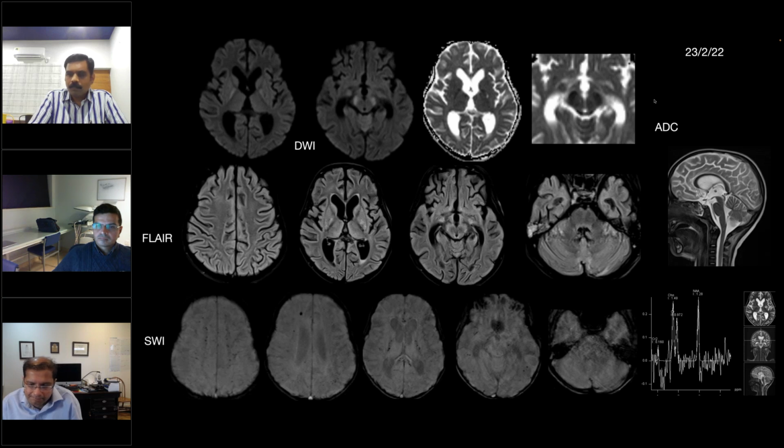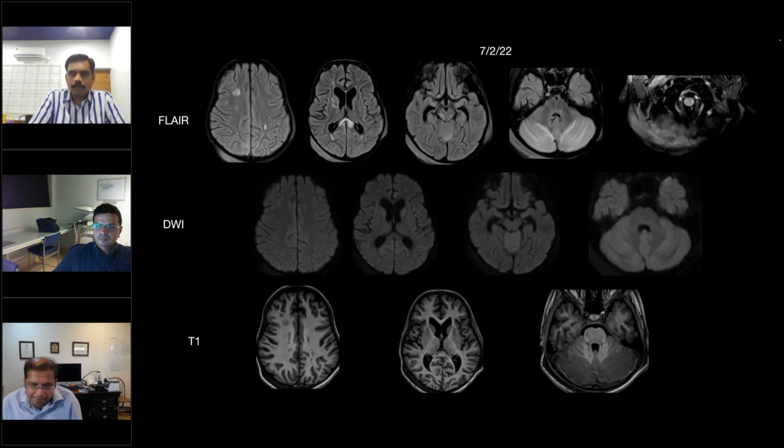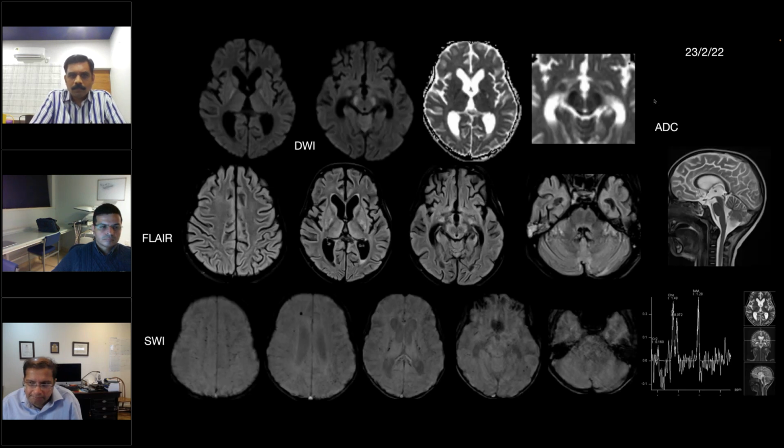Just a question. The cardiorespiratory arrest was on the 7th, and the second scan is on the 23rd. That's more than 16 days or so. Do you still expect a change of restricted diffusion at 16 days if there was no interval sentinel event?